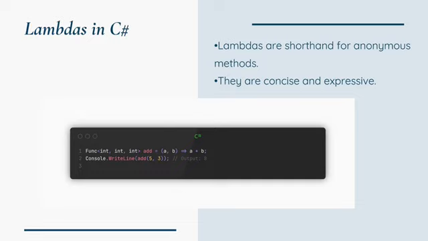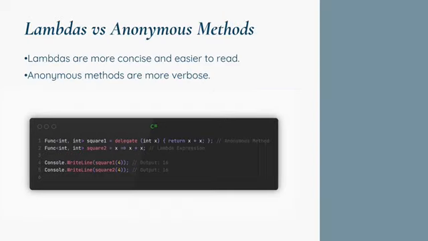Let's talk about lambdas in C#. Lambdas are inline anonymous functions that simplify code. They are used with delegates, LINQ, and functional programming. And in this code, you can see a lambda expression. And this Func represents a function that takes two integers and returns an integer.